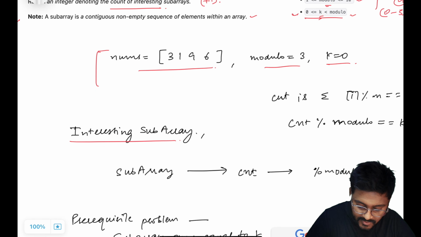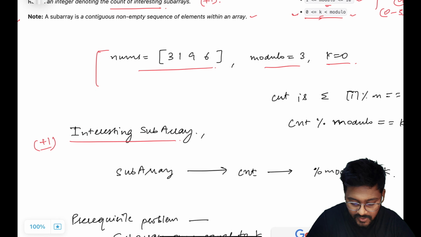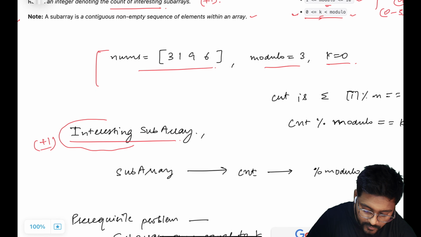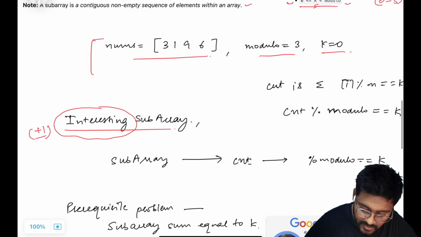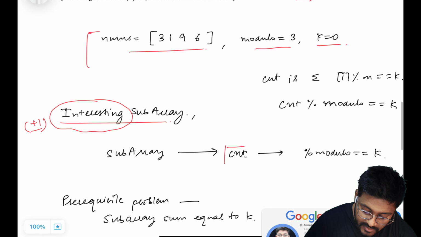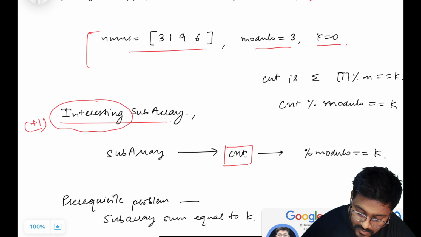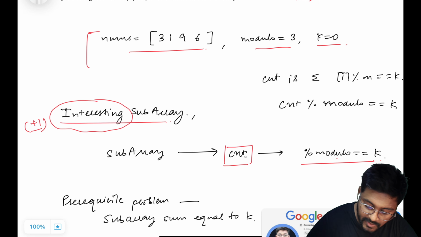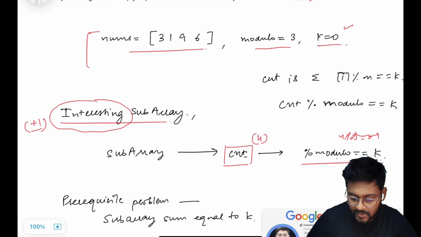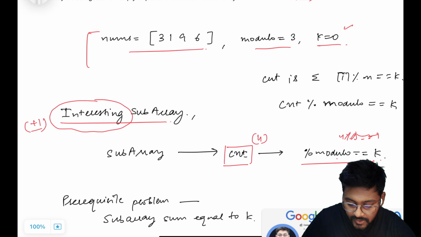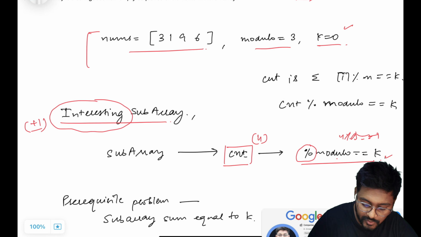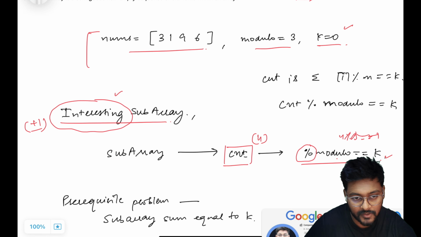Count we can easily figure out using count plus 1 if the subarray is interesting or not. And how do we get to know that the subarray is interesting? A subarray is interesting if this count value, taking modulus with this modulo value, is equal to k. Let's say this count value is 4, k value is 0, and the modulo value is 3. In this case the remainder is 1, so this is not a valid subarray. So for any subarray, if the value of count having remainder with modulo is equal to k, then that is going to contribute 1 to the answer. That is an interesting subarray.